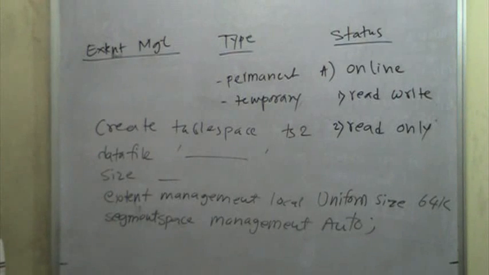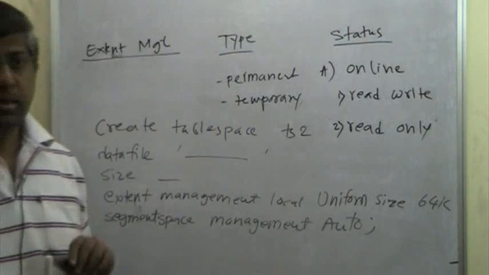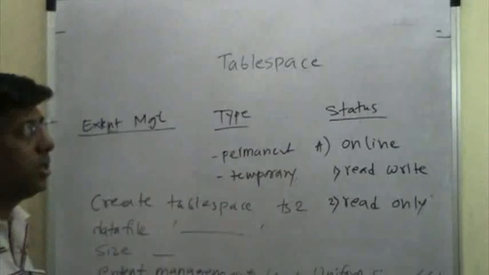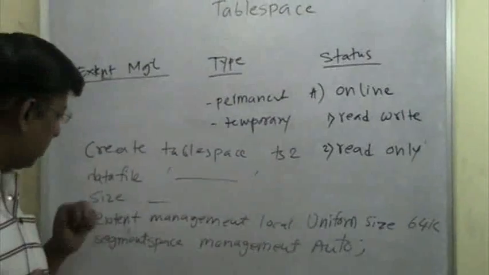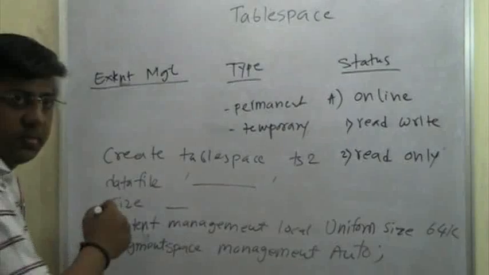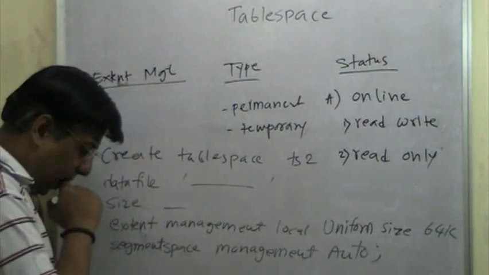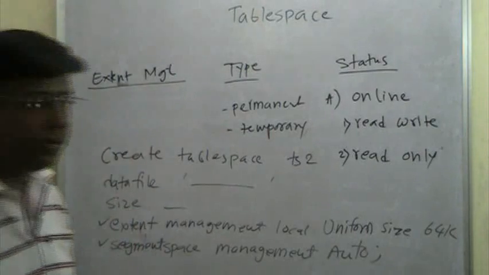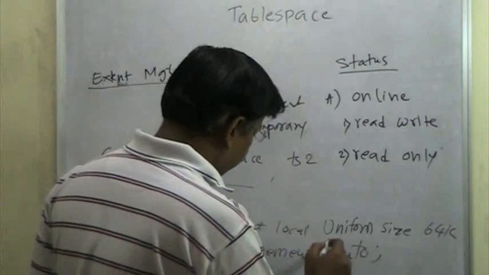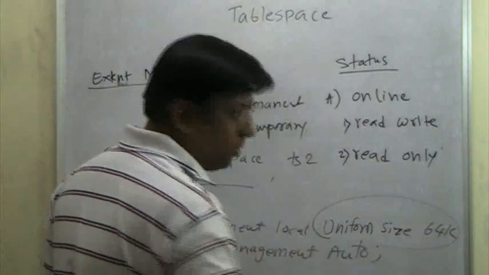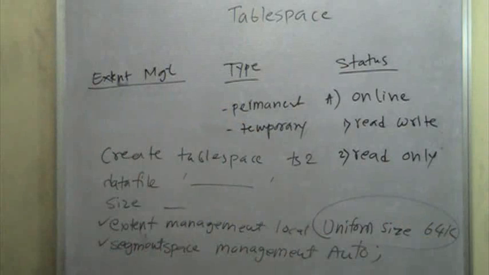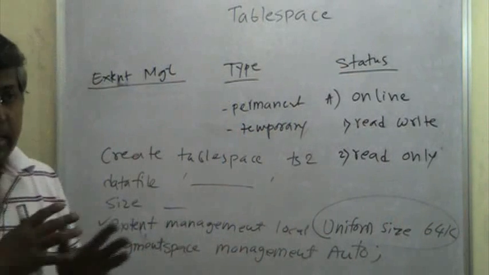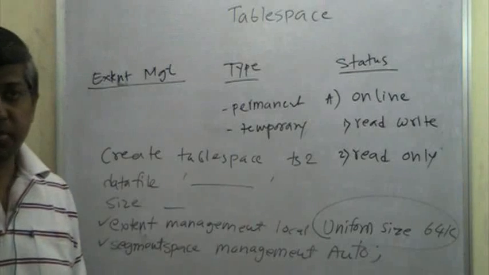So the default is also there in this segment space management. I need to check that. I think default is auto. Hold on. Default is auto. So the only thing which is not default is, I think, this: uniform size. If you don't specify that, then the sizes will be decided automatically, and they are not uniform.